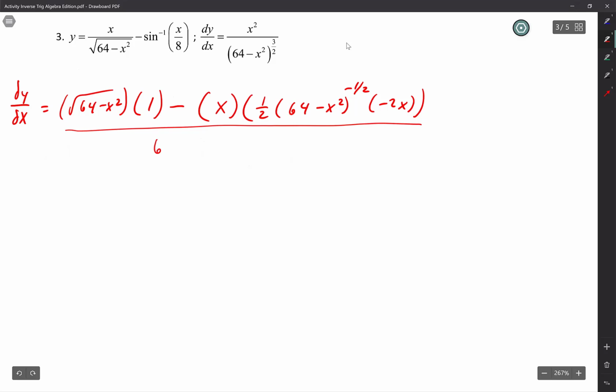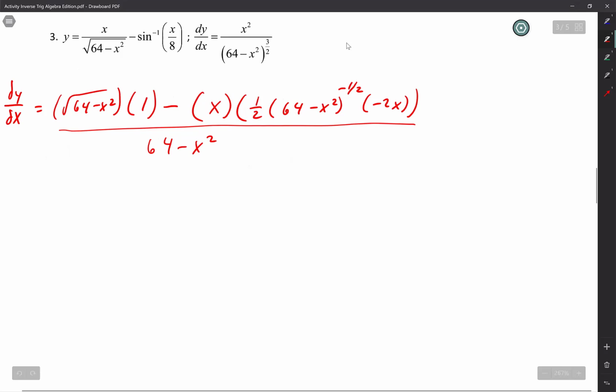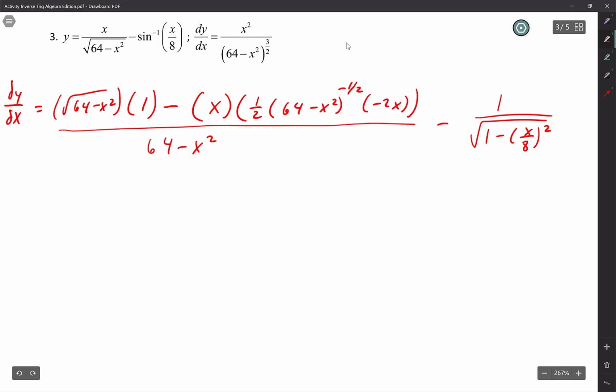Bottom times derivative of the top minus top times derivative of the bottom, all over bottom squared. So it's going to be 64 minus x squared, squared. I think I got it. I haven't finished it yet, and I still have to do this part. So here we go. Minus 1 over square root of 1 minus (x over 8) squared, times 1/8. Is everyone happy so far? Okay.